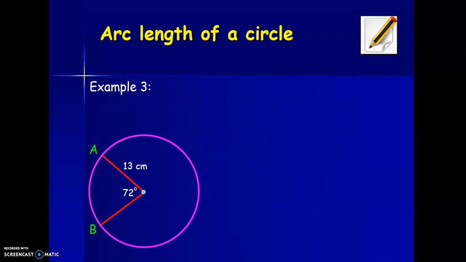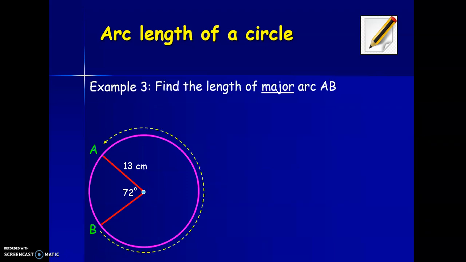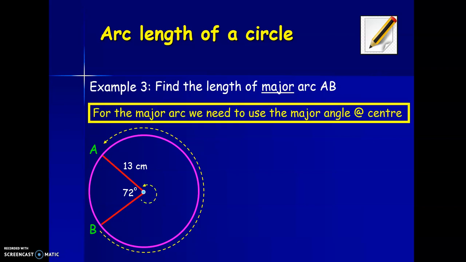So we're going to look at a third and final example, and this time we are wanting to find the length of the major arc AB. But to be able to find the major arc, we need to use the major angle at the centre. So we have to do 360 degrees, take away the minor angle of 72 degrees, and that gives us an angle of 288 degrees as the major angle at the centre.